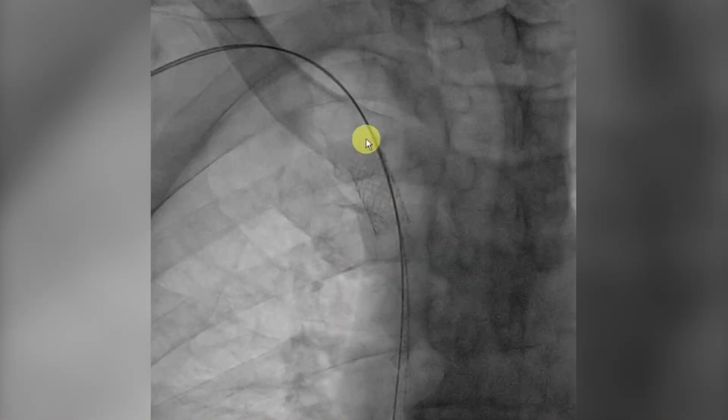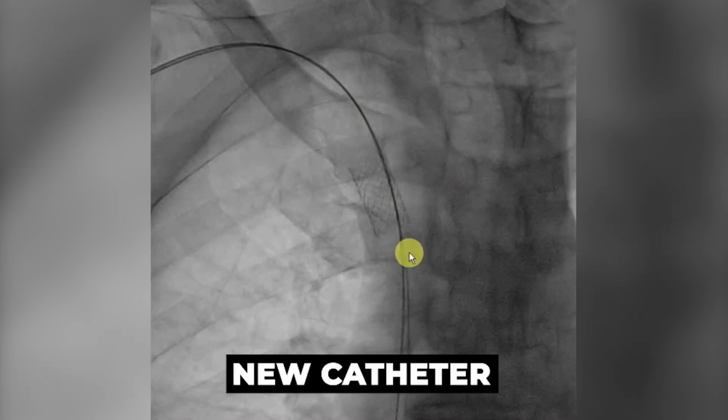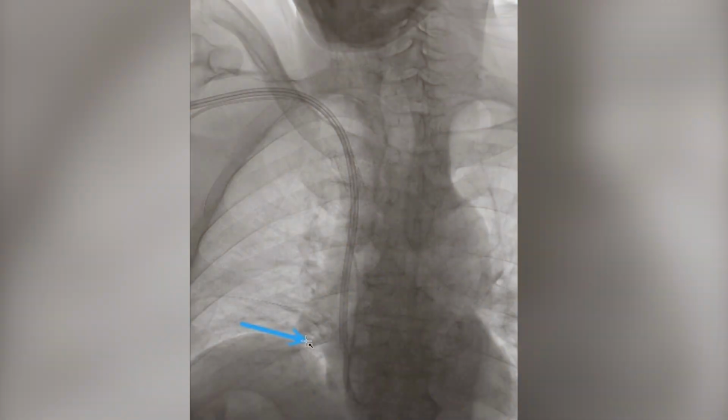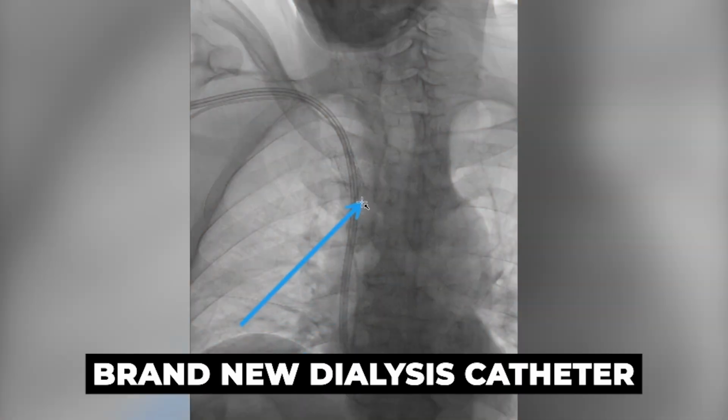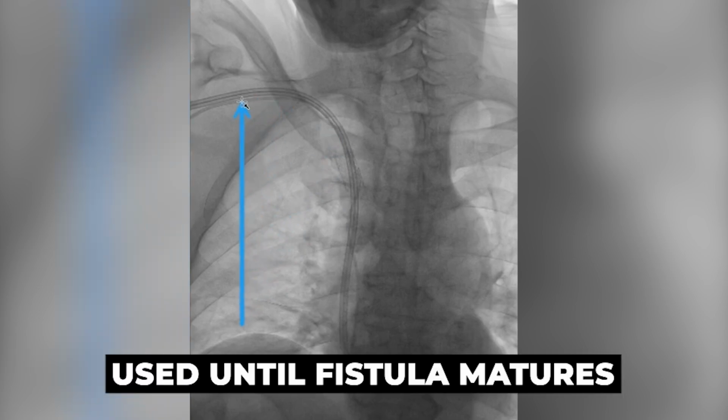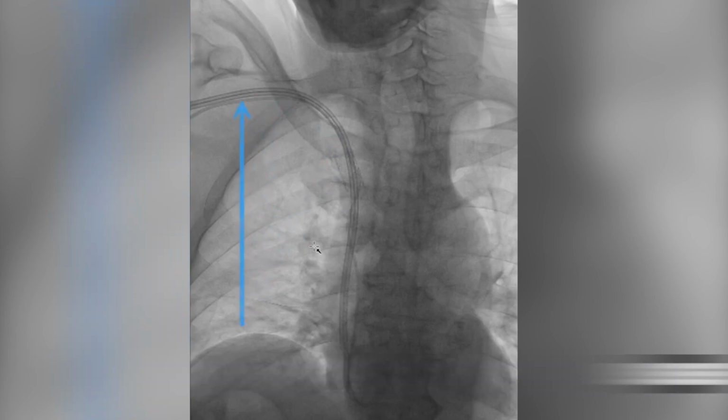And then once we've finished placing the stent, we place a wire through the stent so we can insert a new catheter through this area. And the patient got a brand new dialysis catheter that is ready to be used until his fistula is mature. Great result.